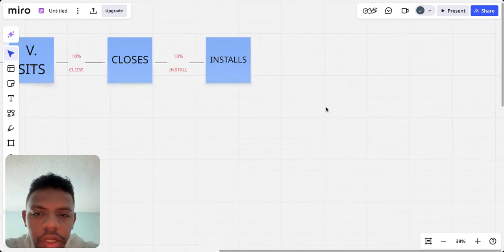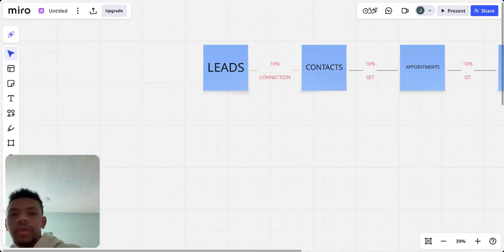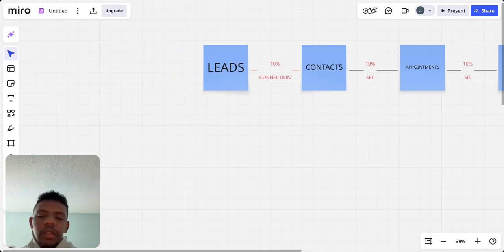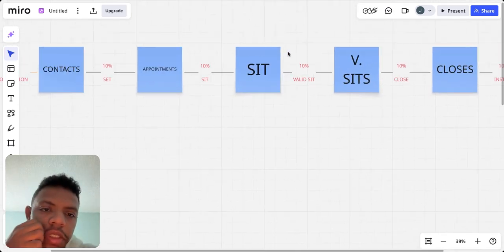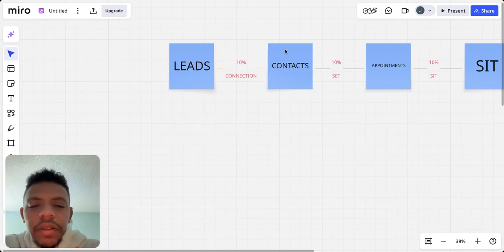I just put 10% on everything because I don't really have the exact ideal numbers or current numbers that we're running right now. So I just put 10%, and then we're just going to adjust it as we go on, but just to have it there. But contact is the very first thing. We need to be able to contact.